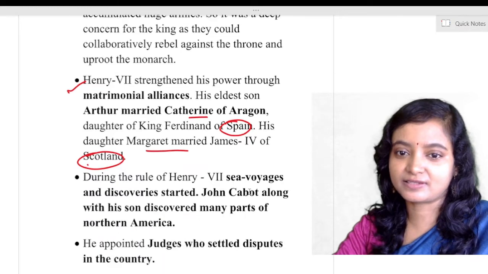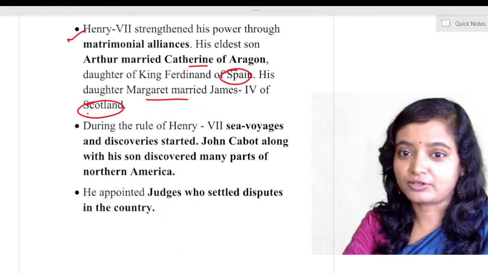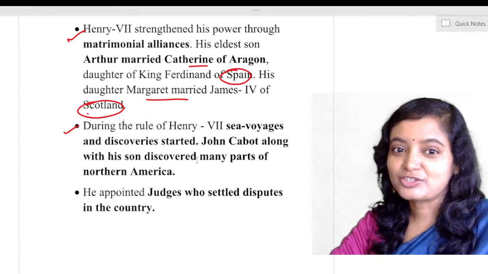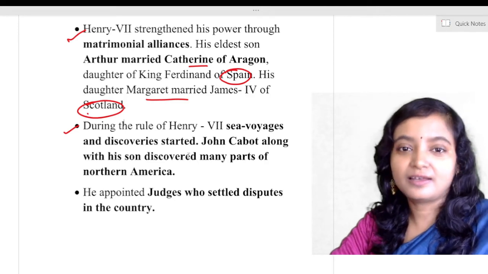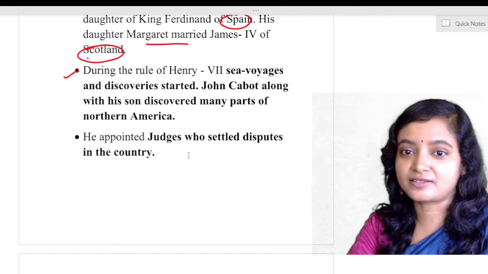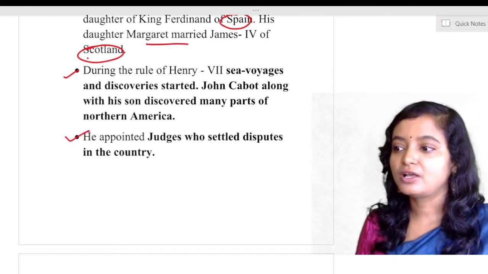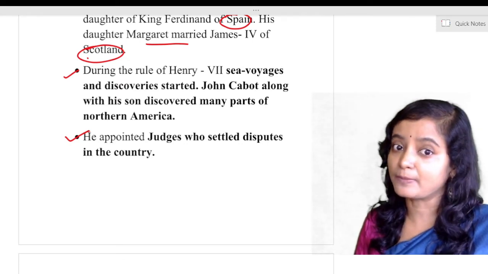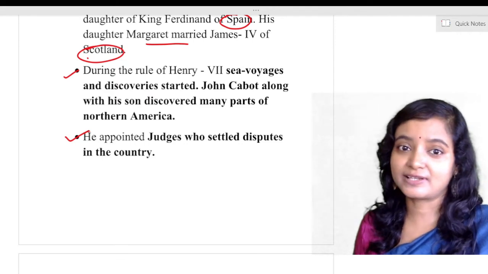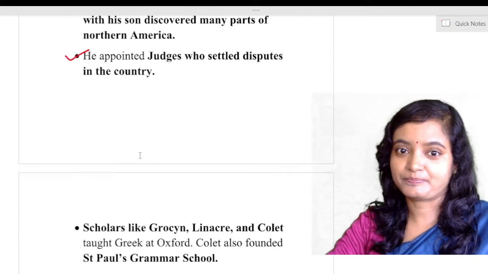During the rule of Henry-VII, sea voyages and discoveries were started. John Cabot, along with his son, discovered many parts of Northern America. So Henry-VII helped and backed sea voyages and explorations. He appointed judges who settled disputes in the country. So Henry-VII did many things to progress England to the modernized world. Various reformations, various rules and regulations, and he shaped it into a perfect kingdom.